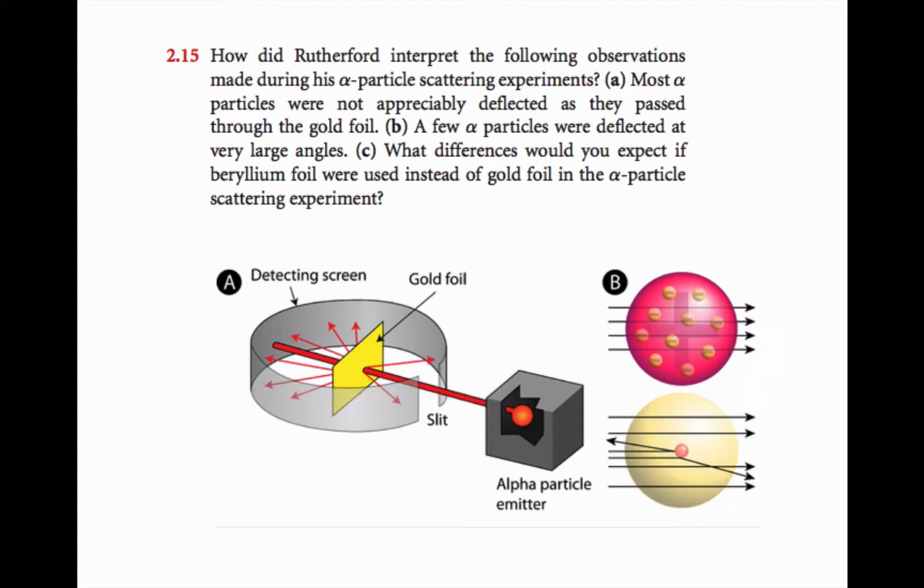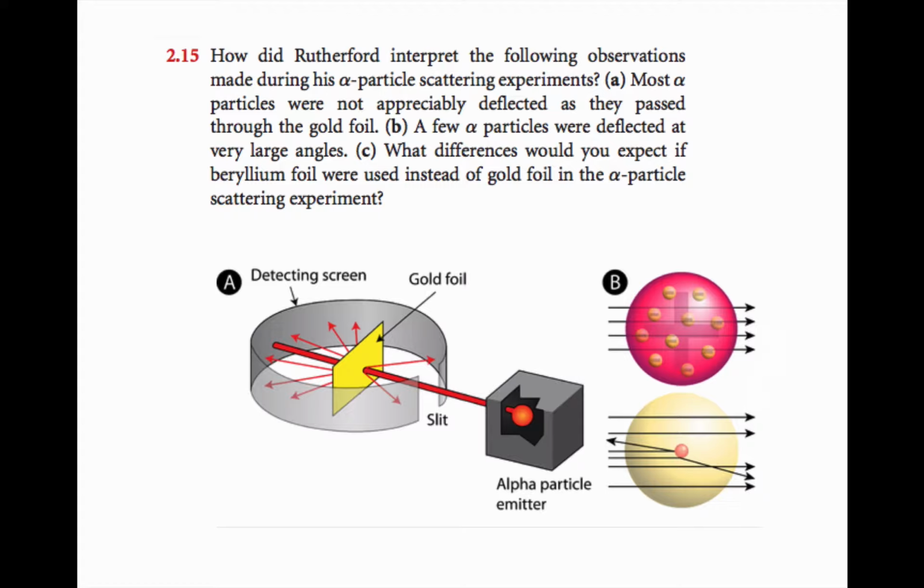So most of the alpha particles were not appreciably deflected as they passed through the foil. The reason is that electrons, because of their size, aren't able to deflect the alpha particle off its path. B, few particles were deflected at very large angles.